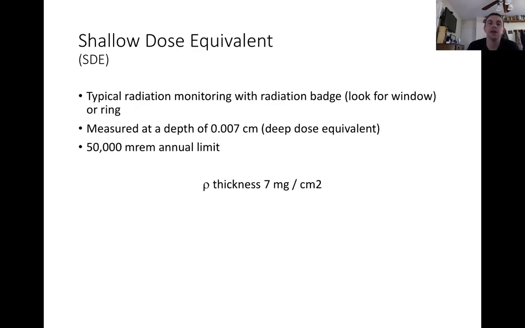Shallow dose is going to be either your extremity ring badge, or there's also other filters in the whole body dosimeter that measure shallow dose as well. So those are both measuring it, and some combination of those numbers is what goes on your badge record. This has that 50,000 millirem limit or 50 rem limit.